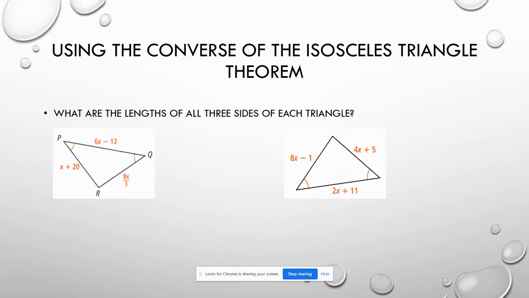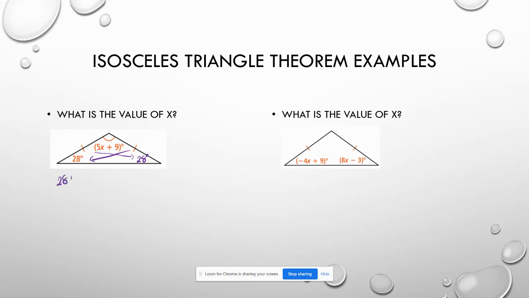So if we go 28 plus 28 plus 5x plus 9 equals 180. Doing a little bit of math on this, we get 65 plus 5x equals 180. Subtract the 65 from both sides. 5x equals 115. So x is equal to 23. All right, I want you to pause the video. I want you to give the second one a try on your own and then press play when you're ready.